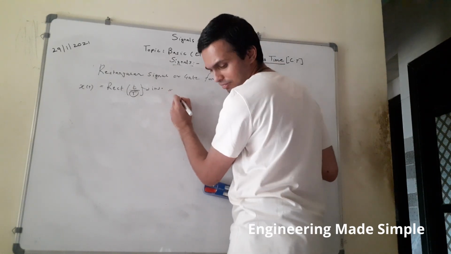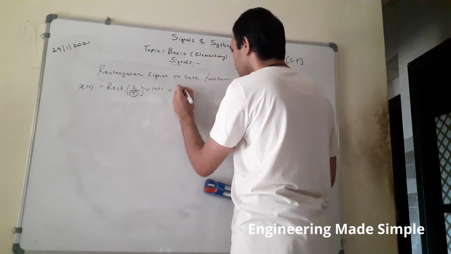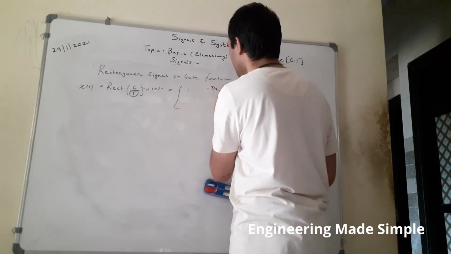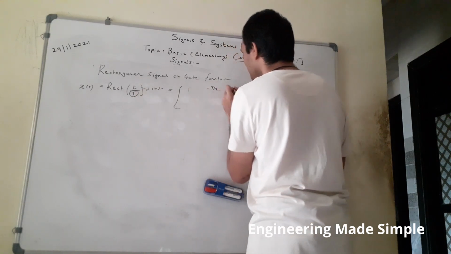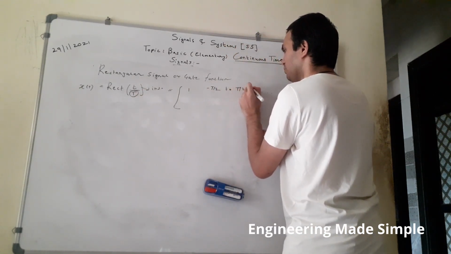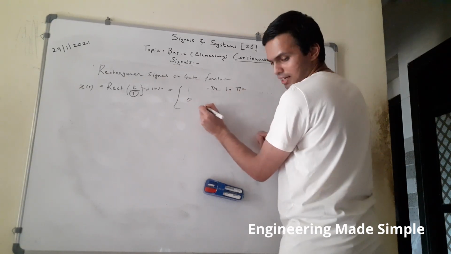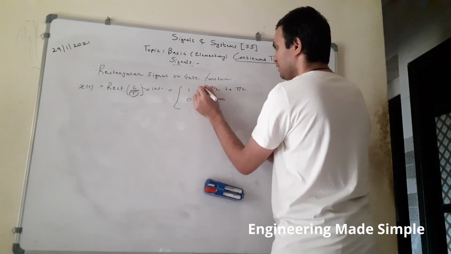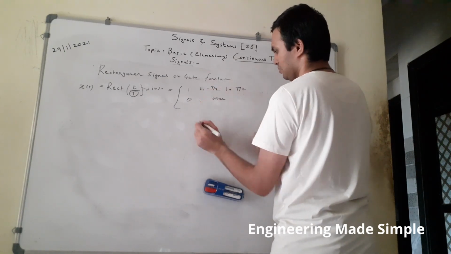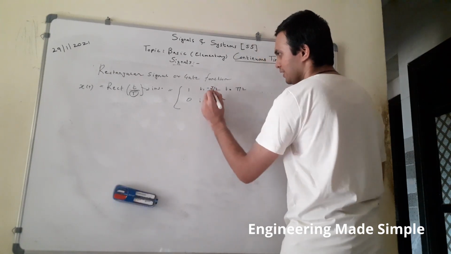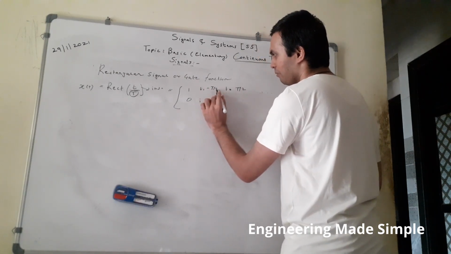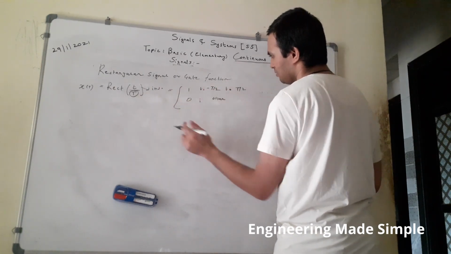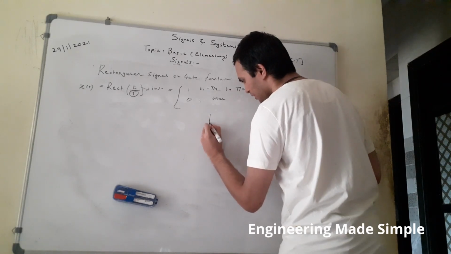Now let's see its signal definition. Its value is 1 for the duration of minus T by 2 to plus T by 2, and it's 0 otherwise. This is your x-axis, denoted by time, and the signal is nonzero for this much instant of time. That's the reason capital T is used here, in order to indicate the duration of the signal.